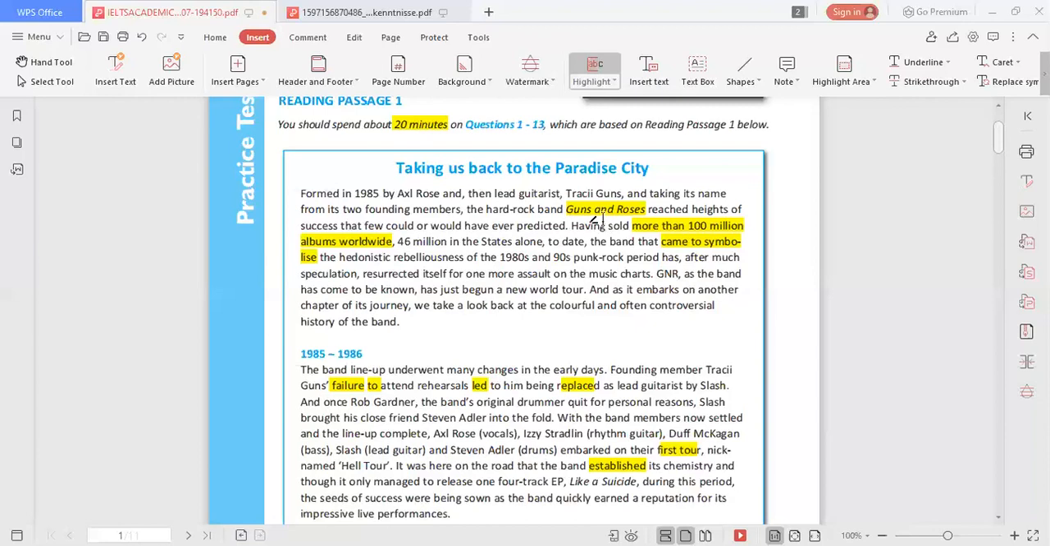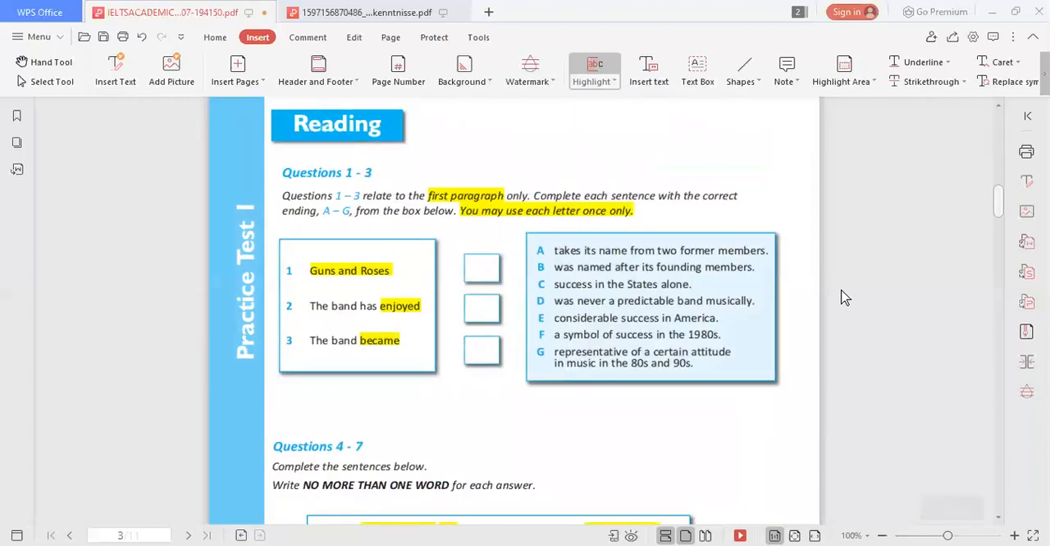That's very important. So since you have your keyword here, go ahead and read the whole sentence. It says, formed in 1985 by Axl Rose and then lead guitarist Dressel Guns, and taking its name from its 2 founding members, the hard rock band Guns N' Roses reached heights of success that few could or would have ever predicted. All right, so now you go back to the question and you try to match which one fits.